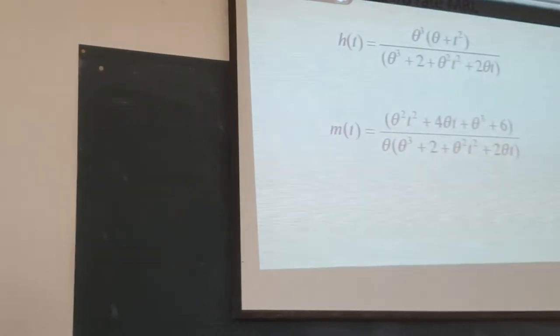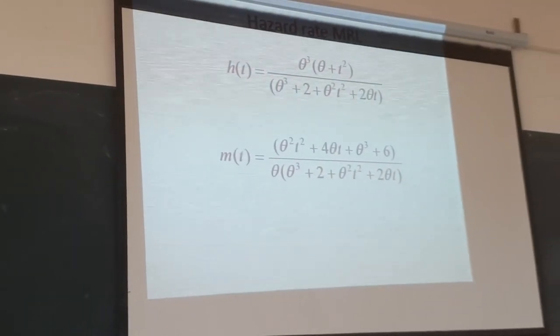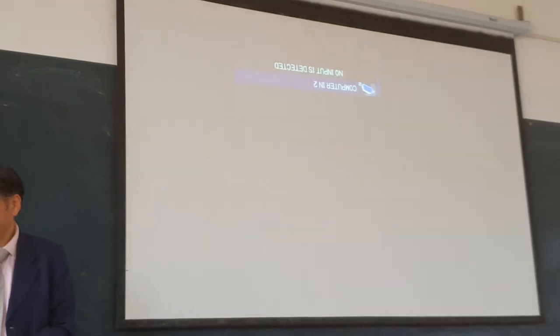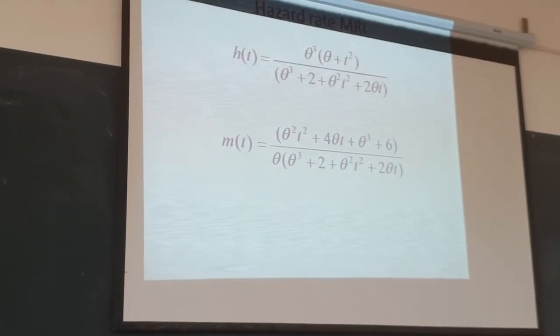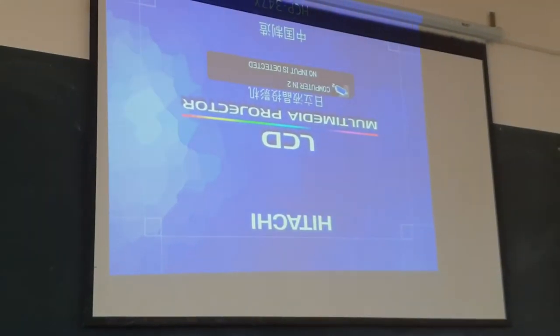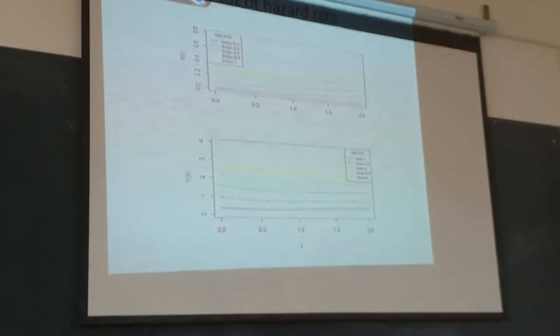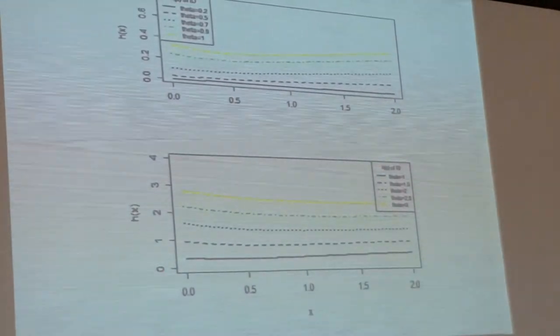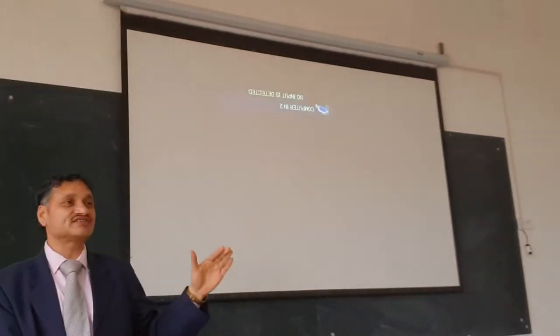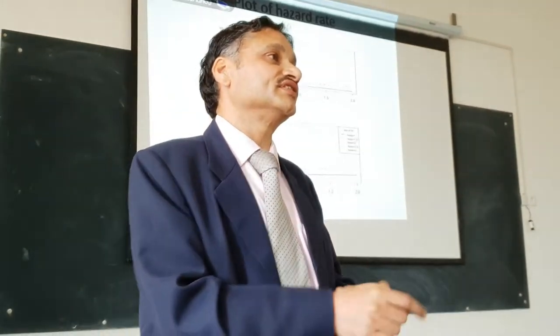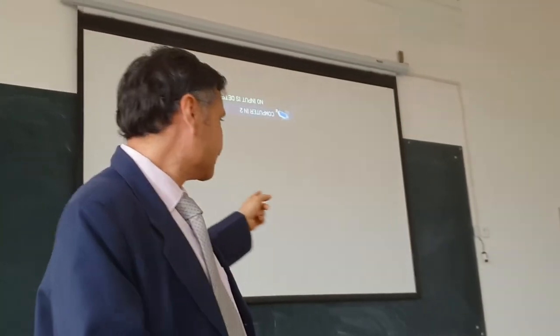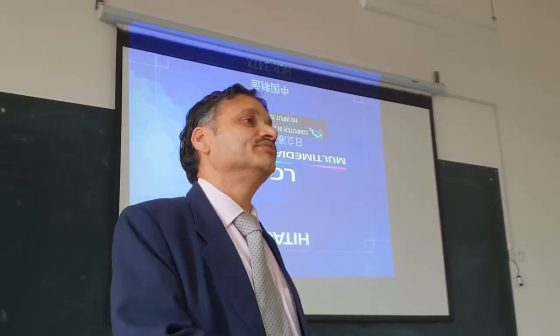Okay, next is its hazard rate, as well as mean residual life. So its graph, the failure rate graph. We already discussed in detail about Ishita distribution, in 2017, and it is published in USA. One journal is there. Even the reference I am giving you. You can check. If you want, you can freely download it also.